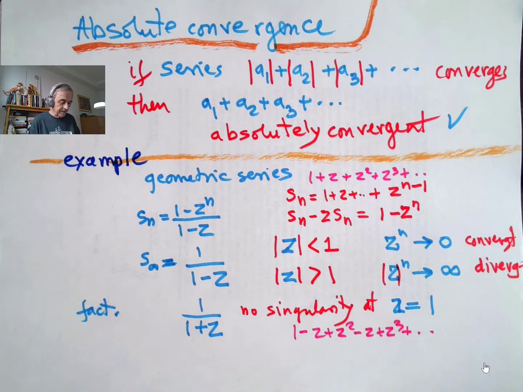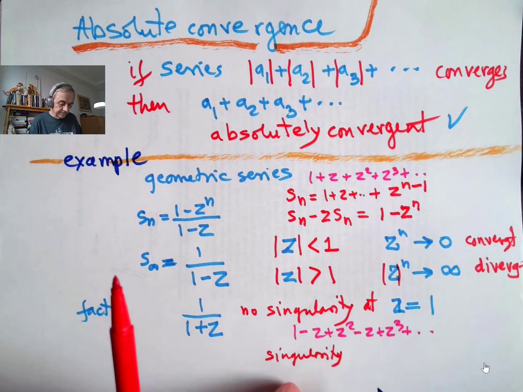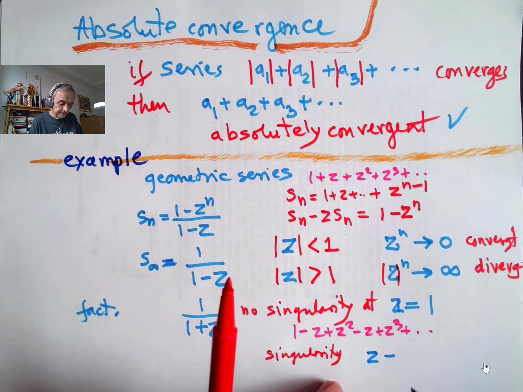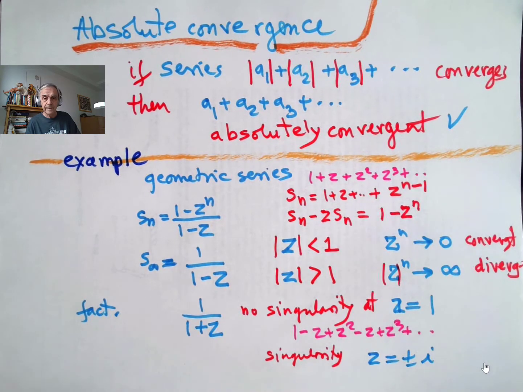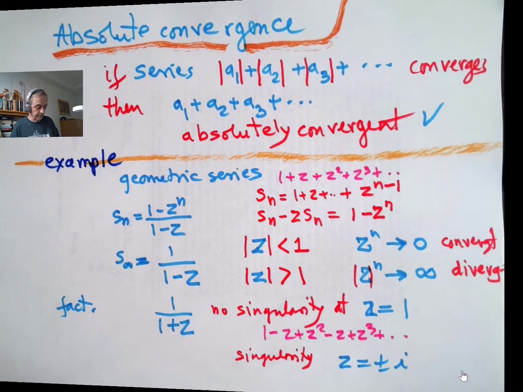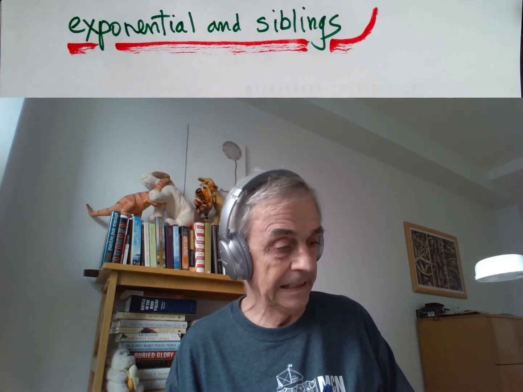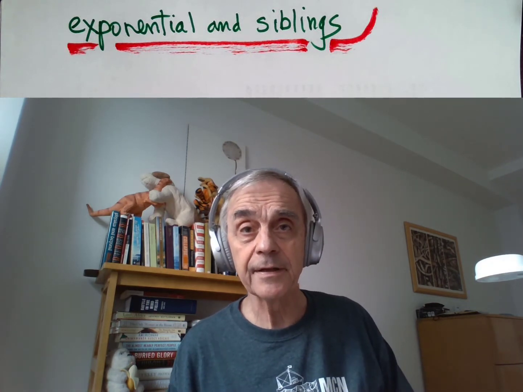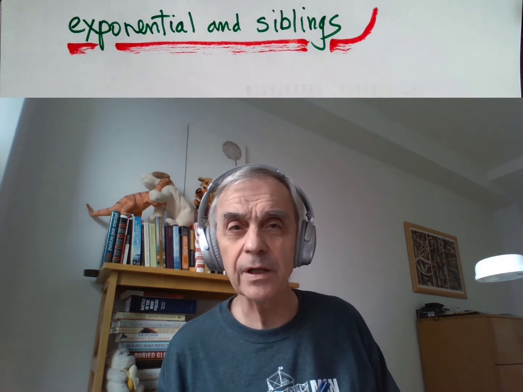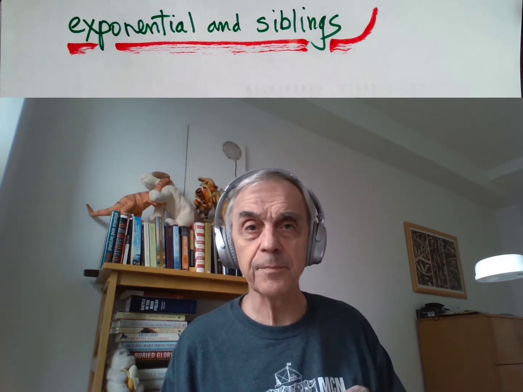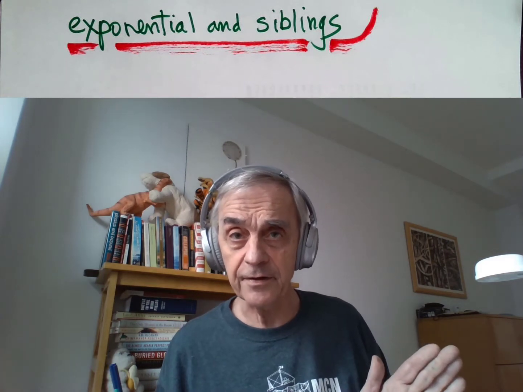Well, as you'll see eventually, what matters is that there is a singularity someplace in the complex plane. So this one has singularity at z equals plus or minus i. So they actually have the same convergence properties as far as complex series are concerned. So this little example of a geometric series showed us that not only polynomials, rational polynomials, but also infinite series can be holomorphic functions.